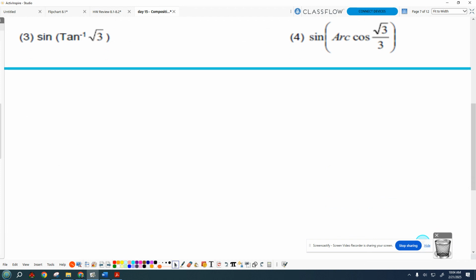Try those two, compare with your group, write your answer as a group down on the whiteboard.